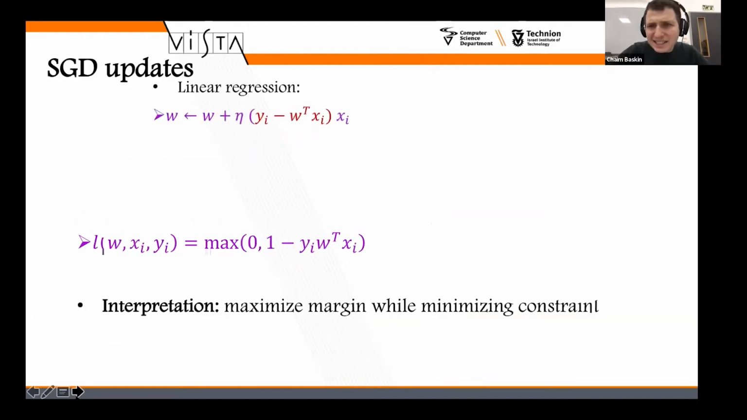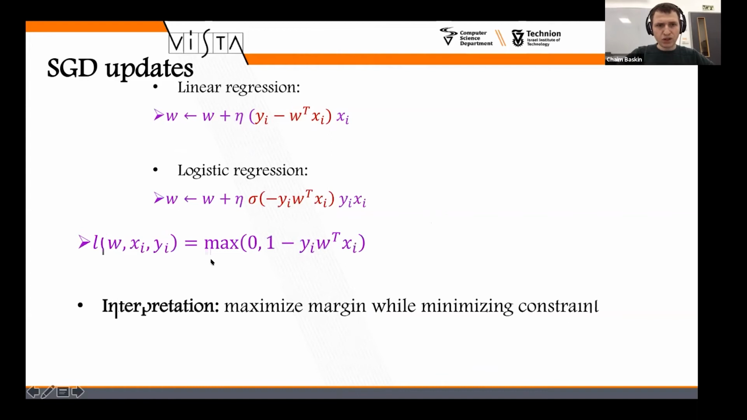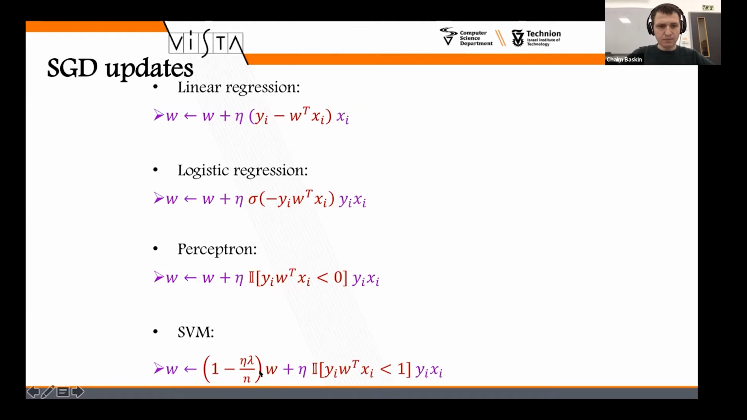Okay, so stochastic gradient updates. In linear regression, this works like that. In logistic regression, it works like that, because we have our sigma here, and these are our update rules. And for the perceptron, of course, we have our update on this one. And for SVM, we have a parameter on the W. So we also add some regularization rate on W, and the rest depends on our loss.